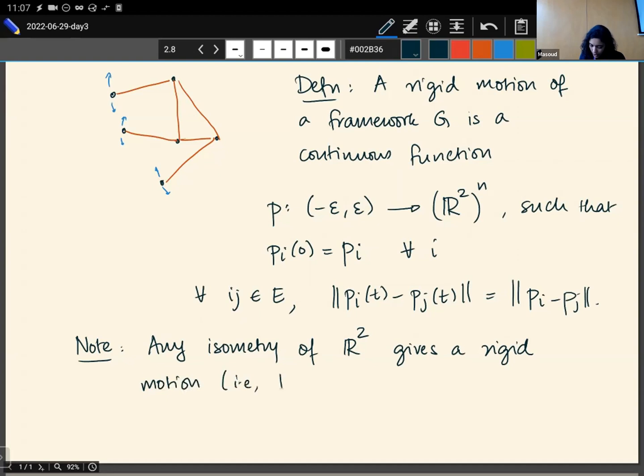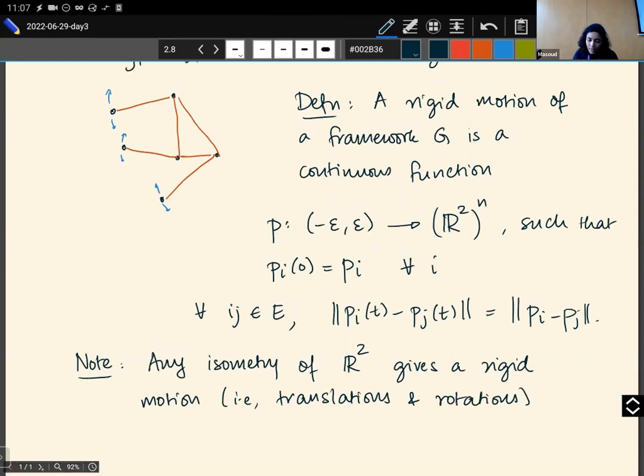So meaning translations and rotations. And the other thing I want to think about is a slightly different thing than a rigid motion.